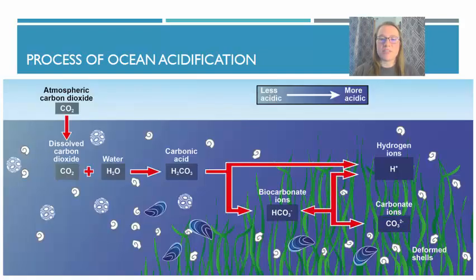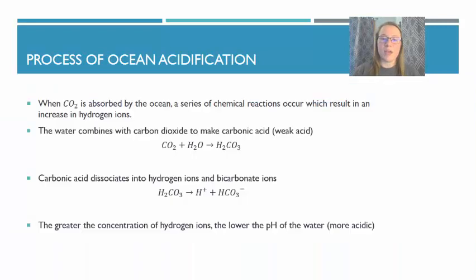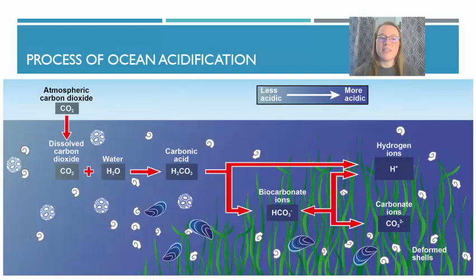Now we can look at the process using this diagram, or we can look at it using these equations. Personally, I prefer the diagram, but you may be somebody that thinks more analytically and prefers the equations. Either way, you get the same message. So with the diagram here, you can see the carbon dioxide is being dissolved into the ocean, reacting with the water to produce that carbonic acid. Then the carbonic acid dissociates to produce those hydrogen ions, making the water more acidic, and it also produces those bicarbonate ions, which can turn into carbonate ions.